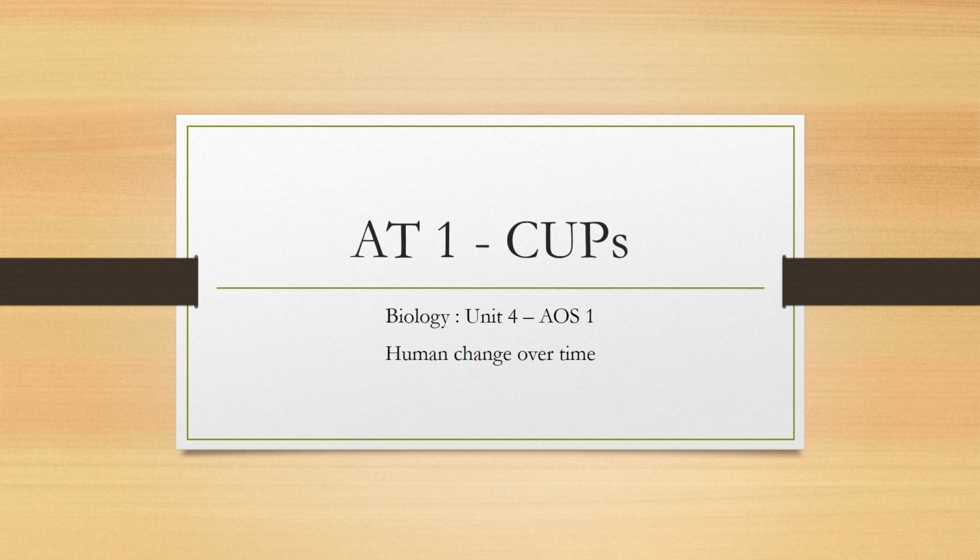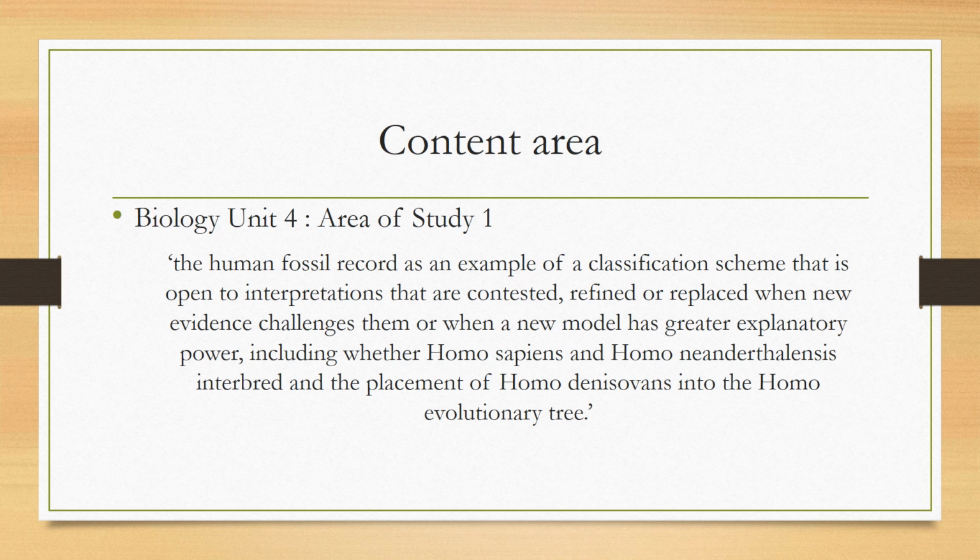I'm studying biology and I have chosen Unit 4, Area of Study 1, Human Change over Time for this assignment. This area of study is the human fossil record as an example of a classification scheme that is open to interpretations that are contested, refined or replaced when new evidence challenges them or when a new model has greater explanatory power, including whether Homo sapiens and Homo neanderthals interbred and the placement of Homo denisovians into the Homo evolutionary tree.